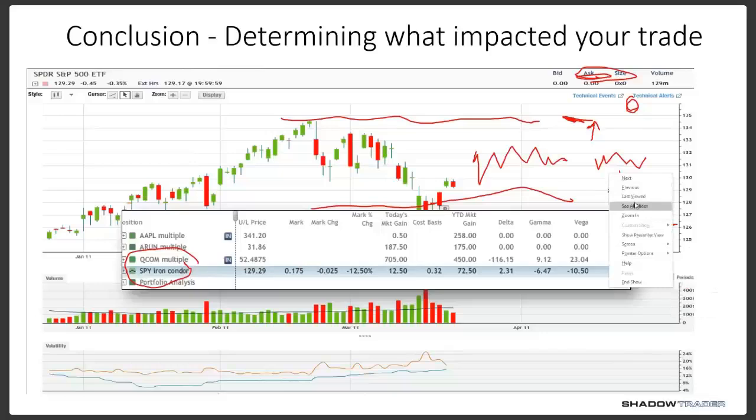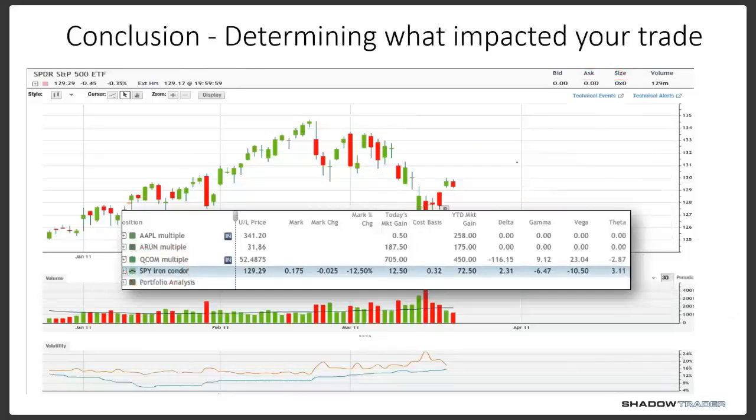I want to erase all this. All right. So that's what this iron condor says. Underlying price 129.29, down 45 cents. My change is plus $12.50. How did I get that information? How did we figure that? That's what we're going to go through right now.